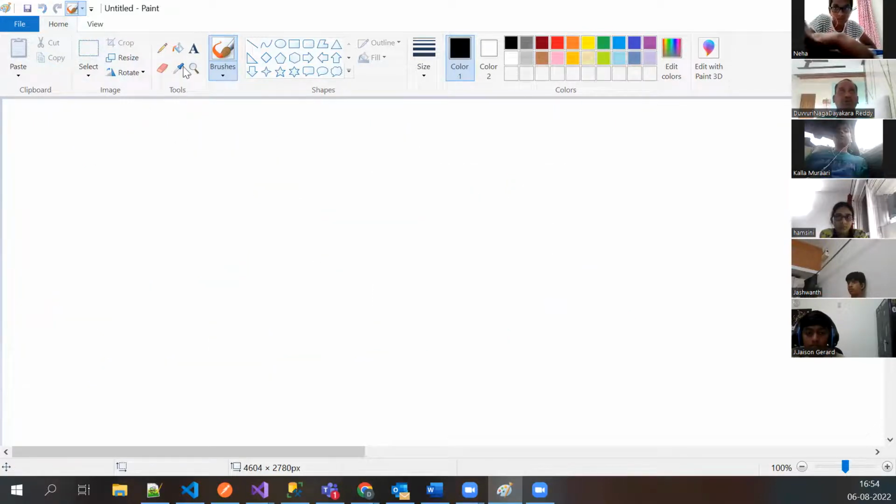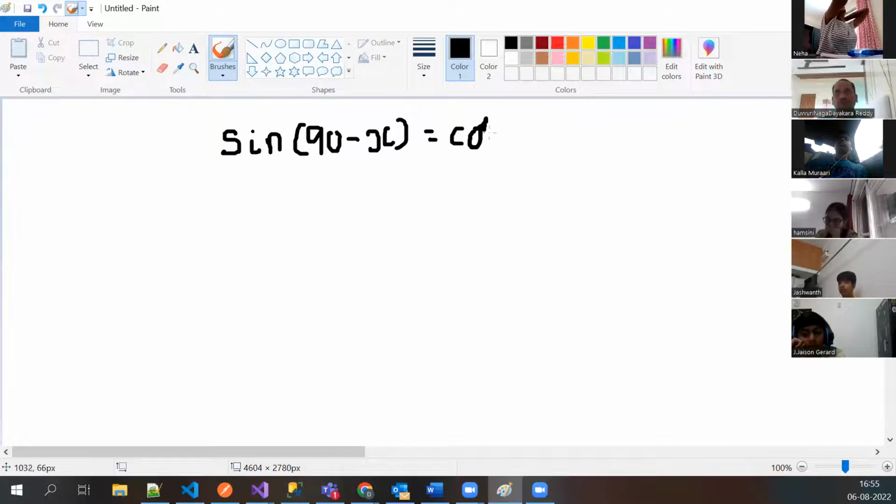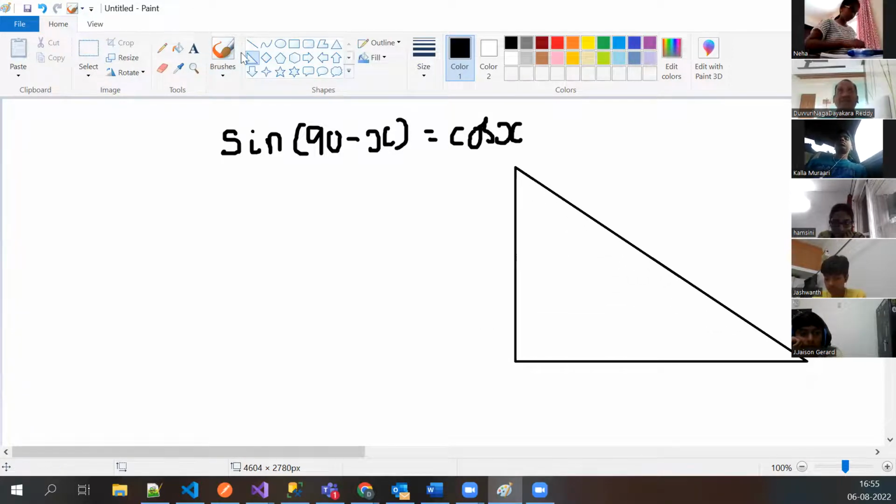Please look at the board. What we need to prove? We need to prove that sine of 90 minus x is equal to cos x. This is what we need to prove. It is a right angle triangle with complementary angles. Let us assume that this is A, this is B, and this is C.